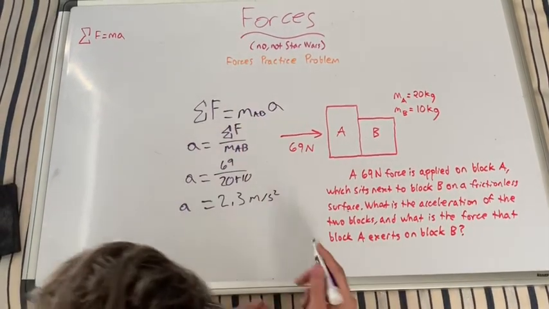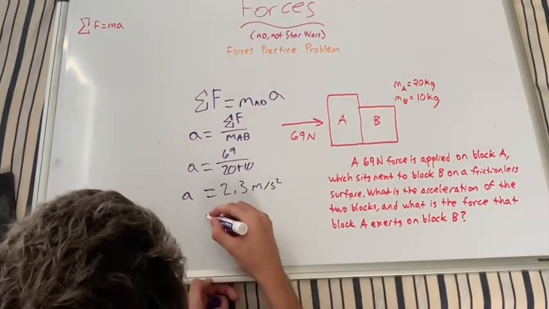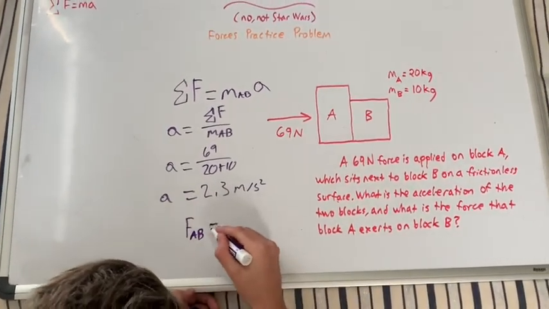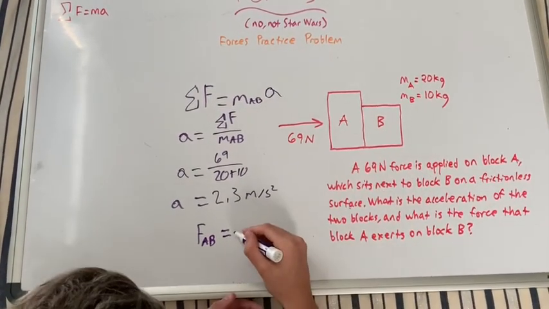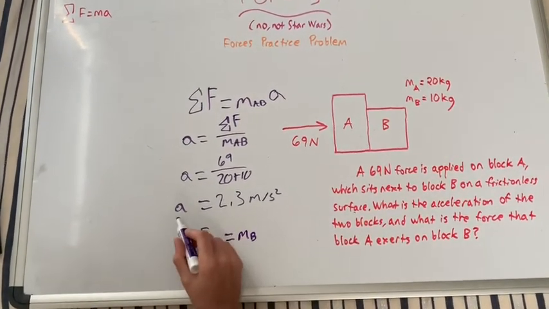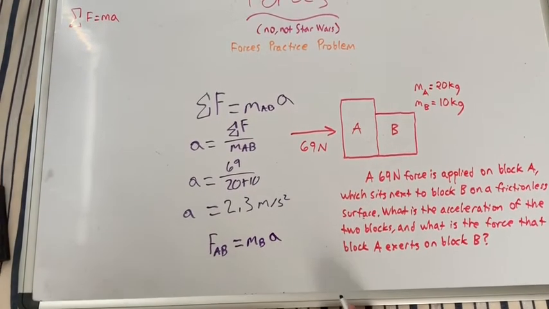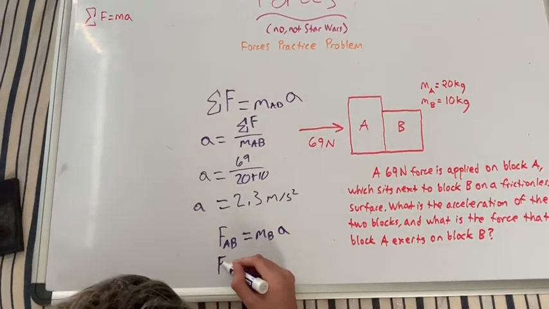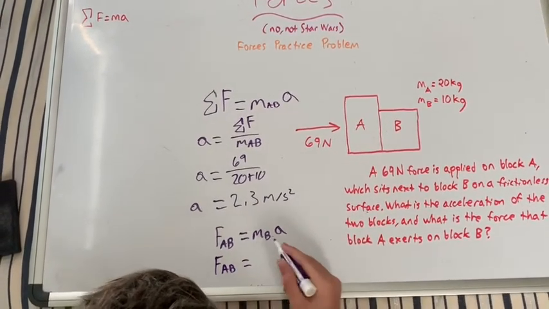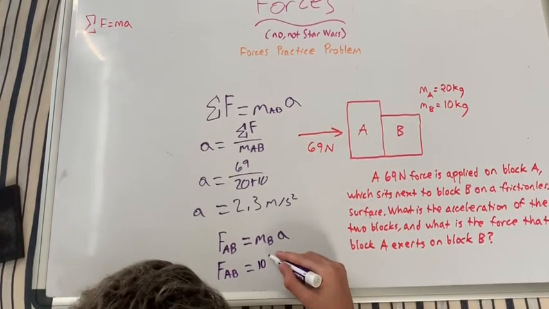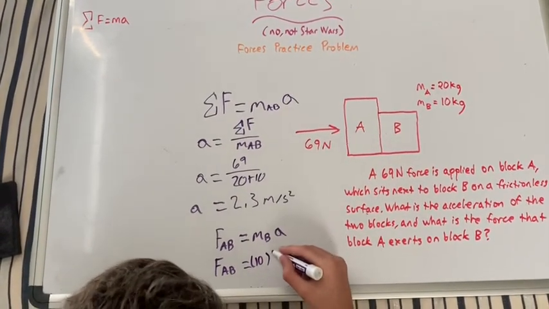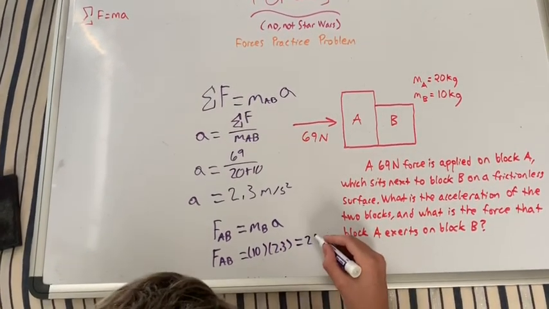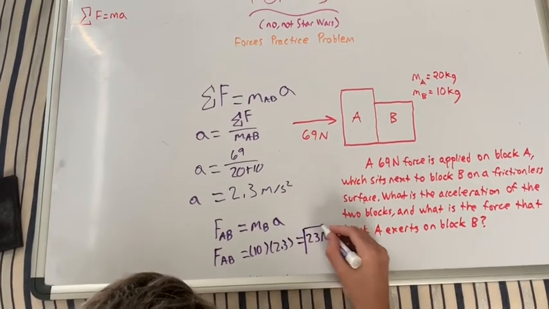So we have to rewrite this equation, but for the force that A exerts on B. So F_AB is going to be equivalent to the mass of block B, mass B, times this acceleration A that we already determined. Then we just plug in the values and we'll get our answer. So F_AB is equivalent to 10 kilograms multiplied by 2.3. That's some simple math, and it comes out to 23 newtons. There we go.